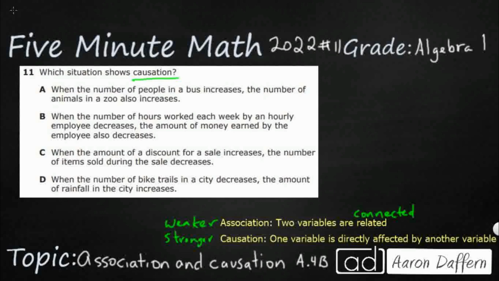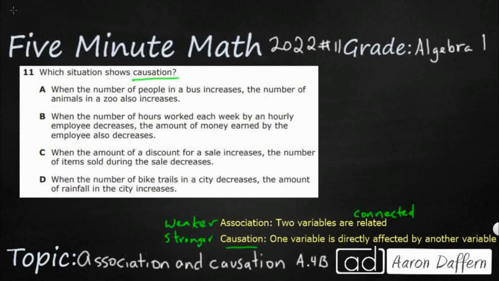And that's what we're looking for. We're looking for a situation that's got a strong relationship that shows that one variable is directly affected by another variable. Or you can say that when one variable changes, that causes another variable to change. So you're looking for that cause. So let's just look at our four scenarios here, and we'll quickly see that we're only going to find one that shows causation. A: When the number of people in a bus increases.